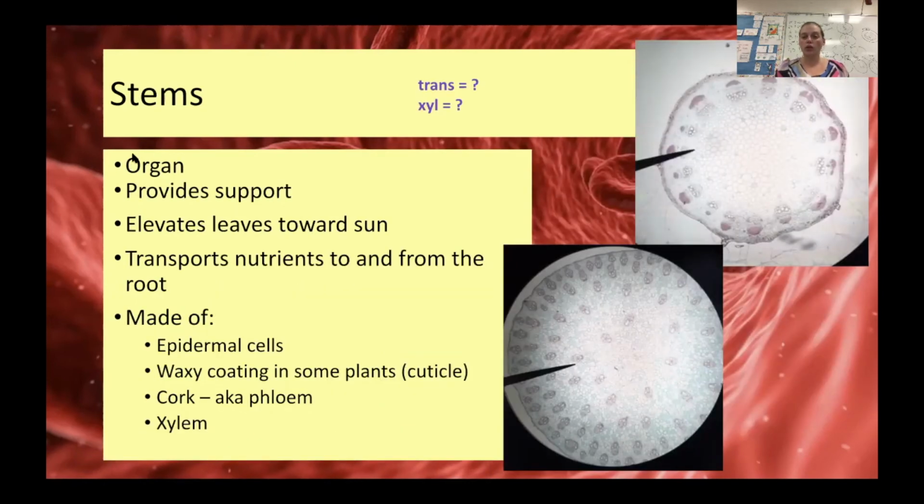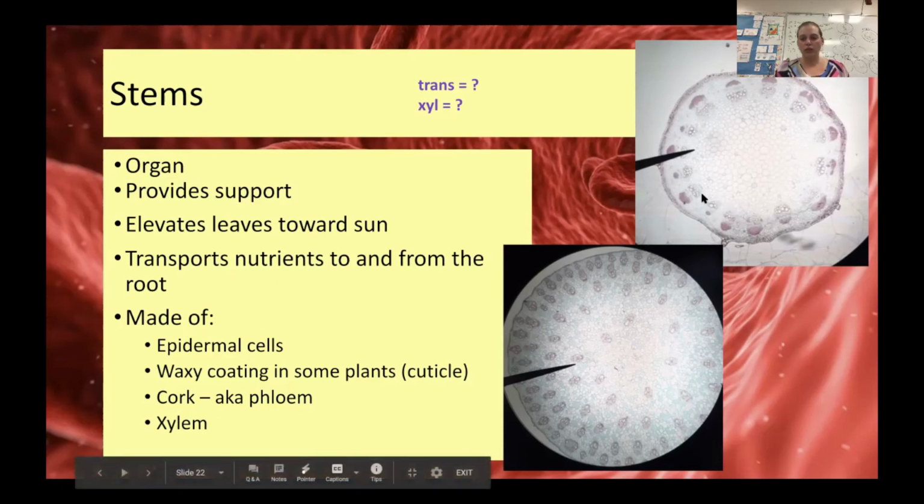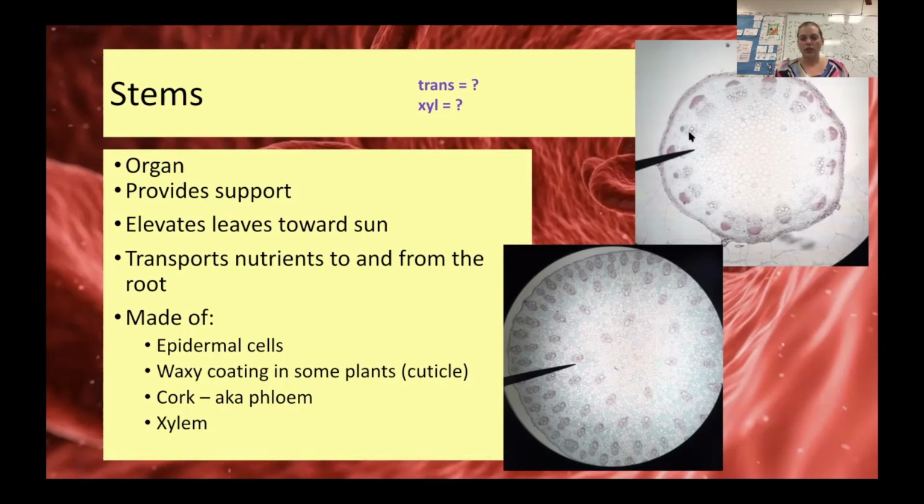Stems are also organs for the plant. They're collections of tissues that come together to serve a common goal. And these stems provide support for the leaves. They elevate them up toward the sun to get as much sunlight on that leaf as possible. Stems can also transport nutrients to and from the root, and they have a couple of tissues that are going to help them do that. They have the xylem, which we can see here on the inside of these little bundles. And we have phloem or cork, and phloem you can see here in this ring.